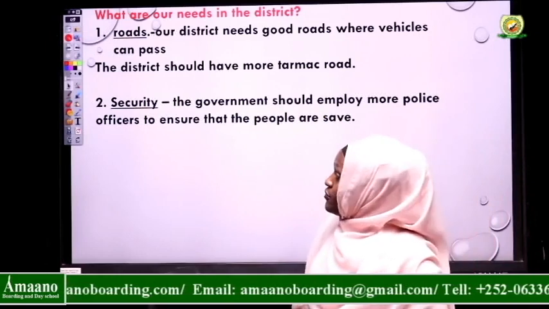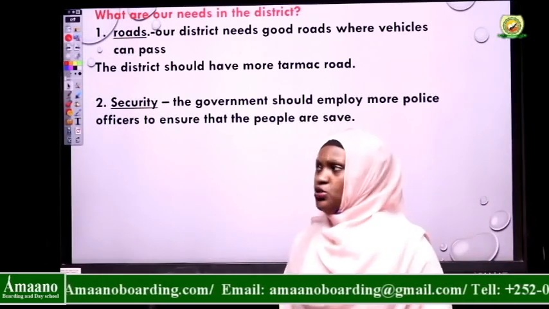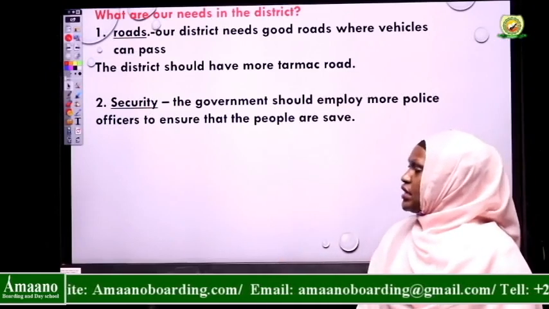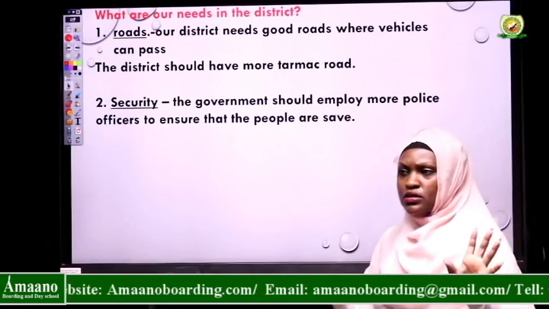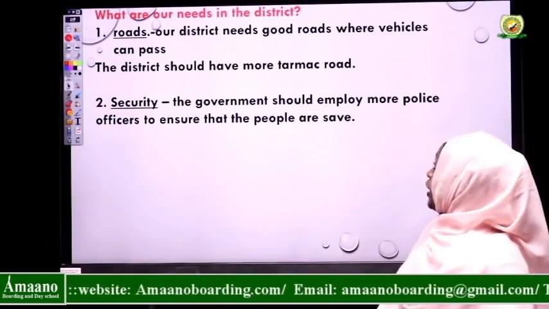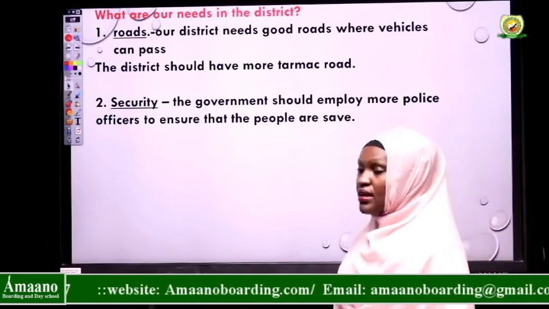Number 2, we have security. We know very well in our district there are people who come and steal our things. There are people fighting. There are people taking away people's things. So we need security. The government should employ more police officers to ensure that the people are safe.